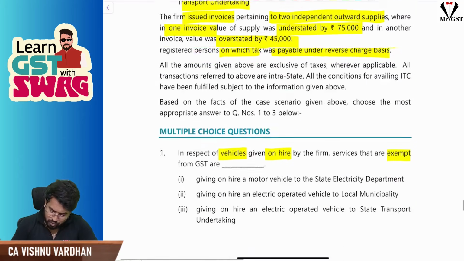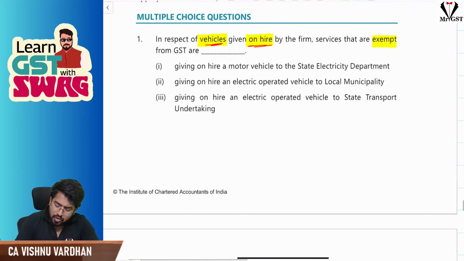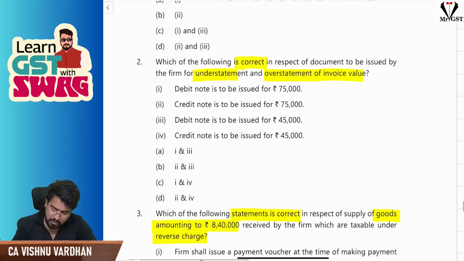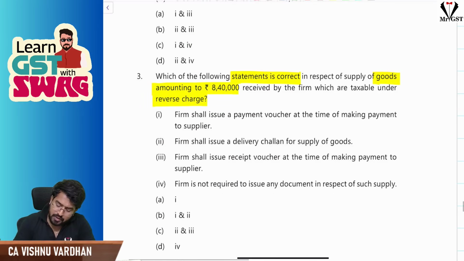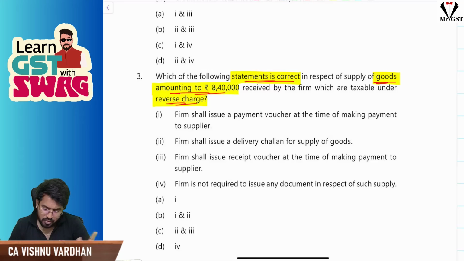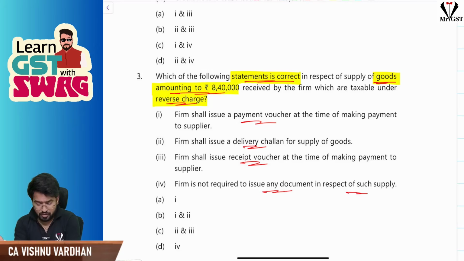Now in this small case scenario, vehicles given on hire by the firm which are exempt under GST, we have to check. Next, what are the correct statements with respect to understatement and overstatement of invoice value? So where credit note, where debit note, depending on the amounts. Next statement which is correct with respect to goods amounting to 8,40,000 with respect to reverse charge mechanism. Here with respect to reverse charge mechanism, you have to issue a payment voucher; delivery challan and receipt voucher will not come. It will only be a payment voucher. So option A should be the correct answer.